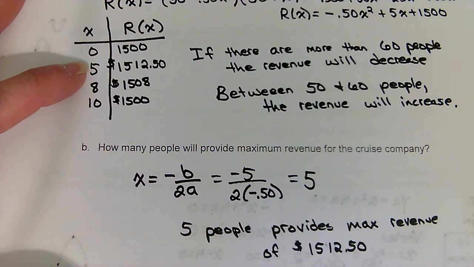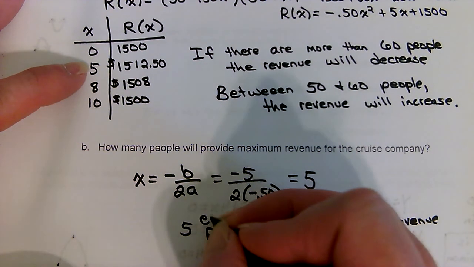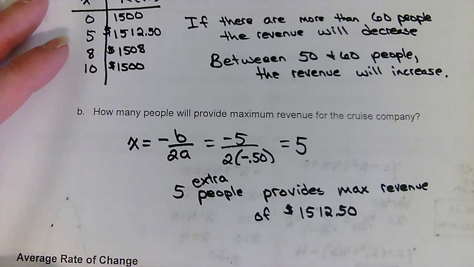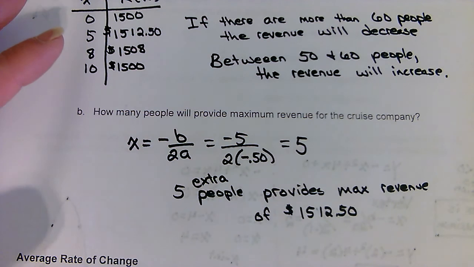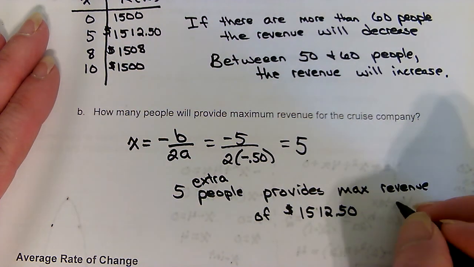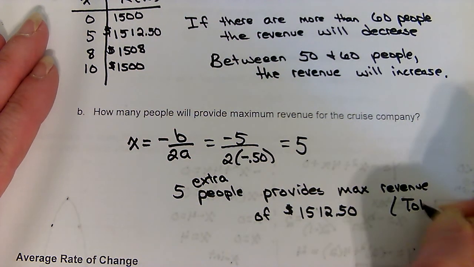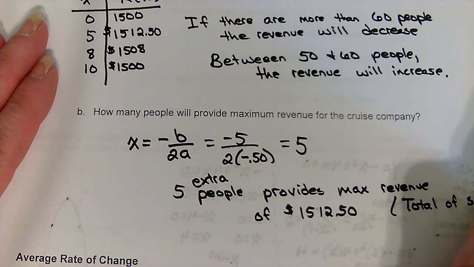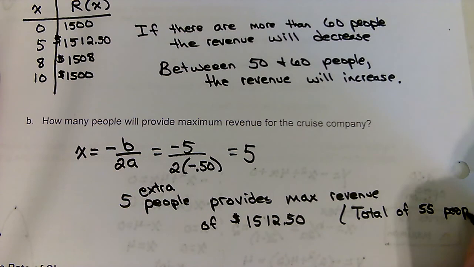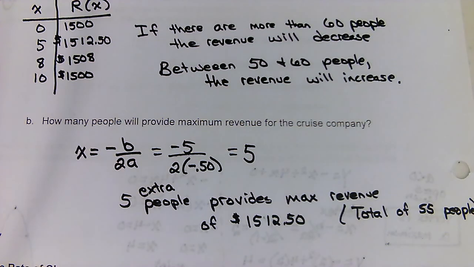of 1,512.50. Wait, it's not just 5 people, right? That's 5 extra people. So how many total people are going to be on the cruise to get a maximum? That means a total of 55 people. Not just 5 people. That wouldn't even make sense. Okay?